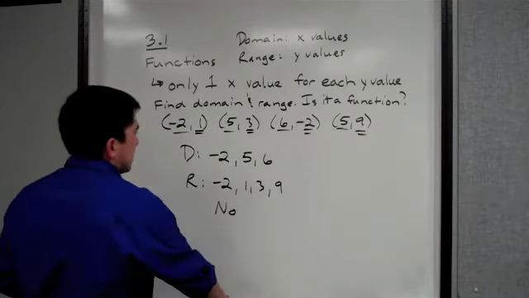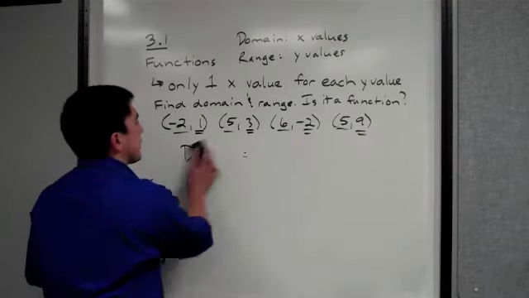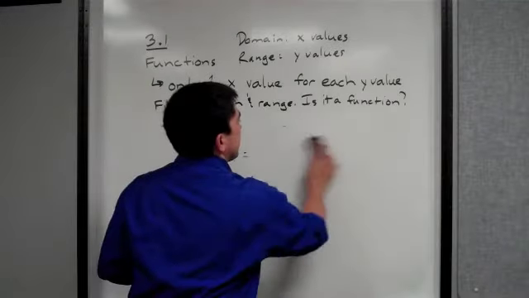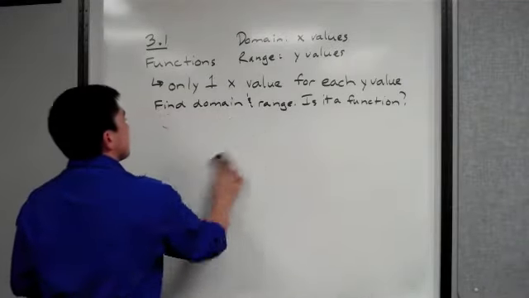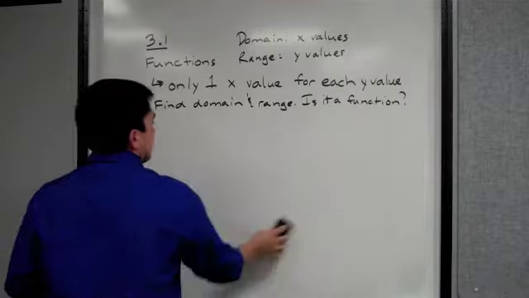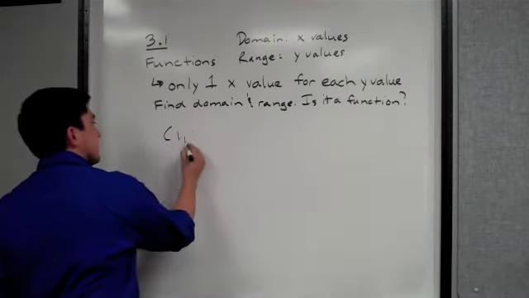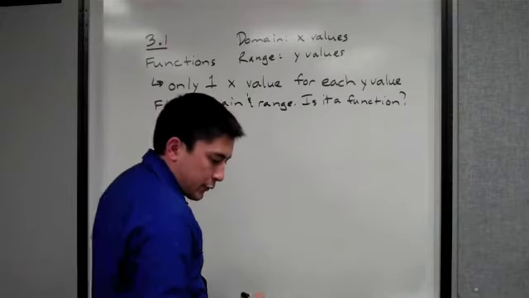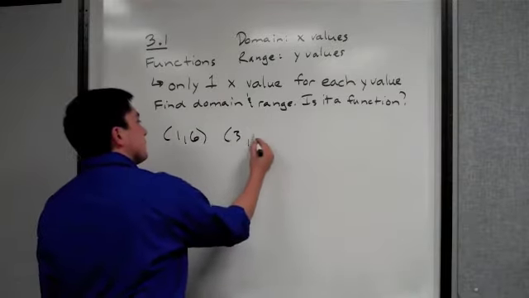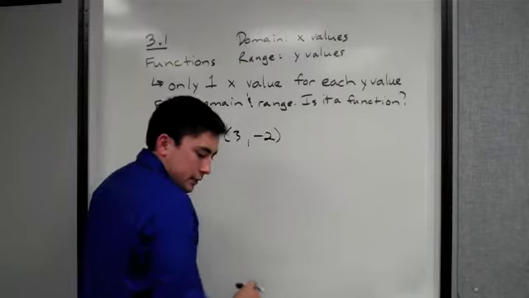So let's do another set of points. Same set of directions. Find the domain and range and state if it's a function or not. Okay? So we have (1, 6), (3, -2), and (-1, 6).